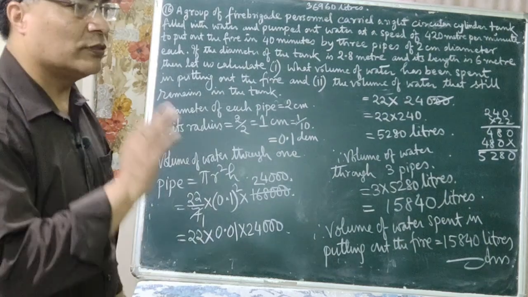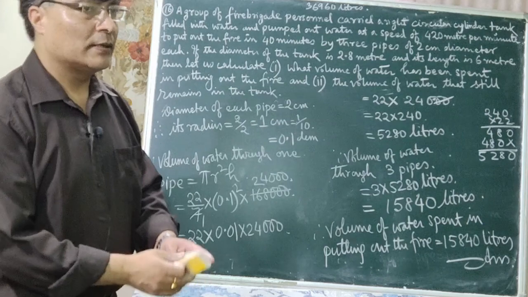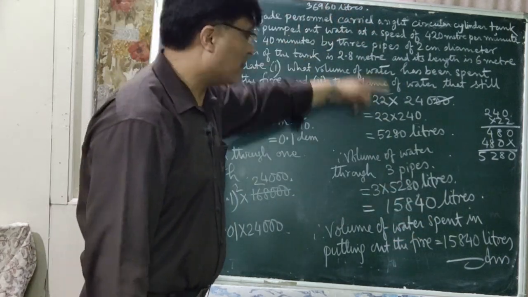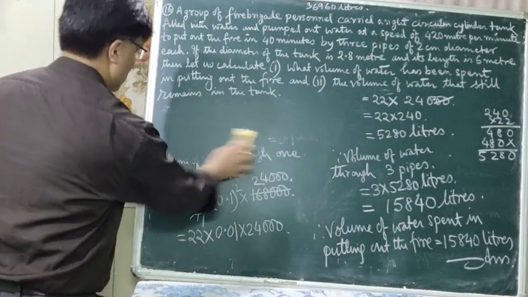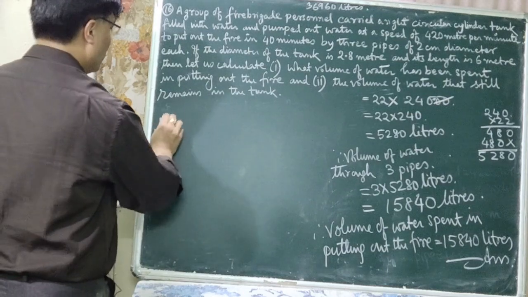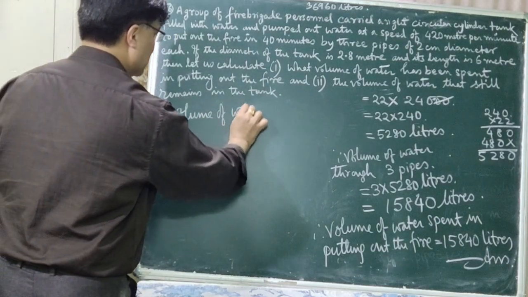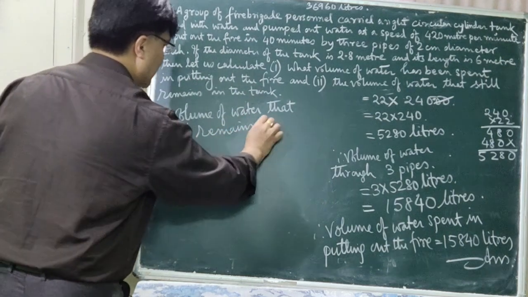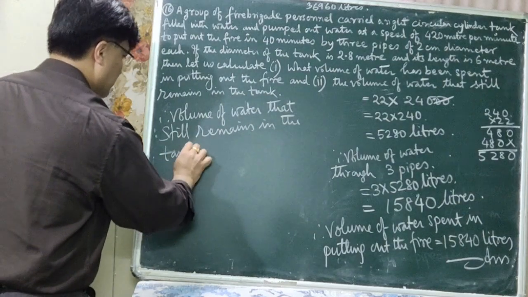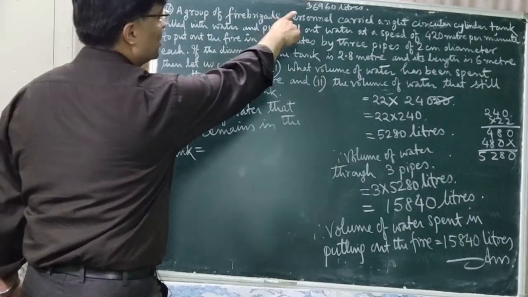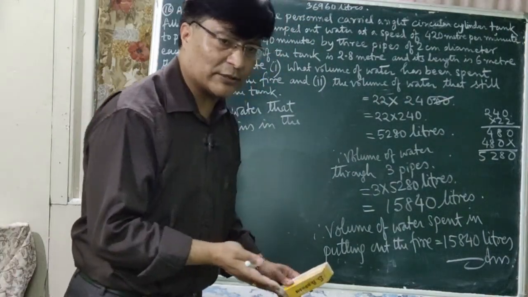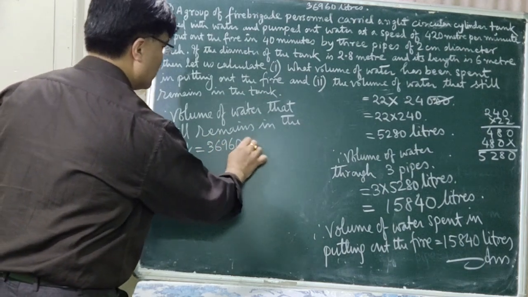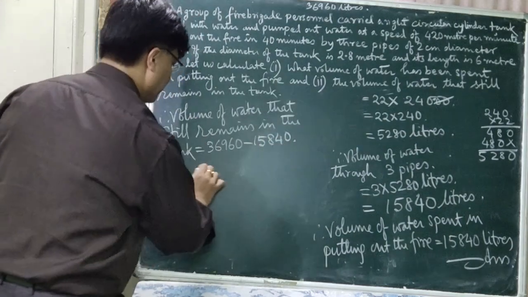So what is the second part here? You have to find out the volume of water that still remains in the tank. How much water was there in the tank in total? 36,960 liters of water. Now if this much was used, how much remains? This minus that. Okay, now write down. Therefore volume of water that still remains in the tank is equal to 36,960 liters minus 15,840. So let us subtract it.